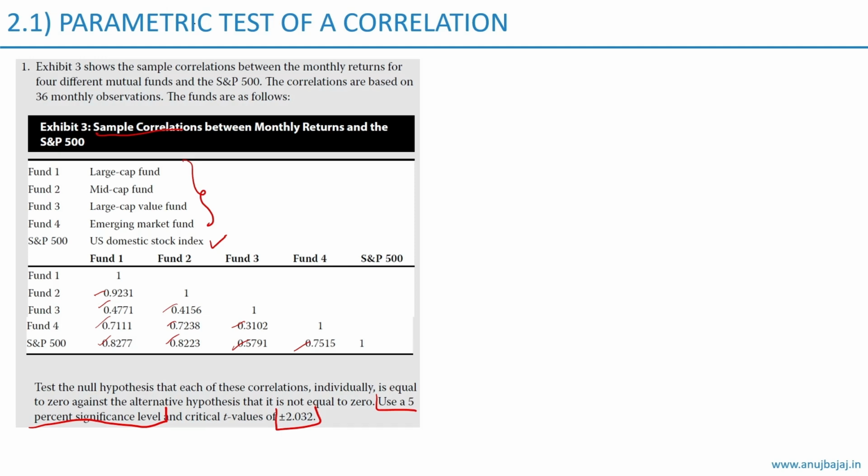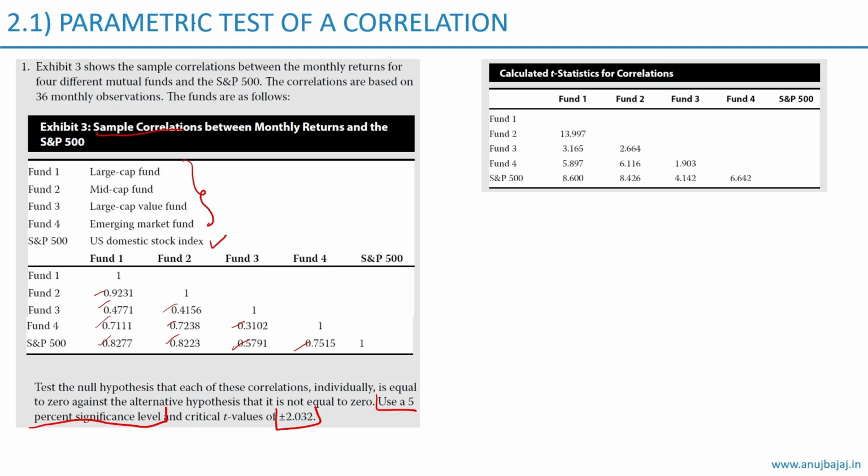So if you have solved the question, then this is the test statistic for each of the correlations. Of the 10 correlations, 9 appear to be significant. Only the correlation between fund 3 and fund 4 appears to be insignificant, closer to 0. So we accept the null hypothesis for fund 3 and fund 4's correlation, and we reject the null hypothesis for all the remaining 9 correlations.